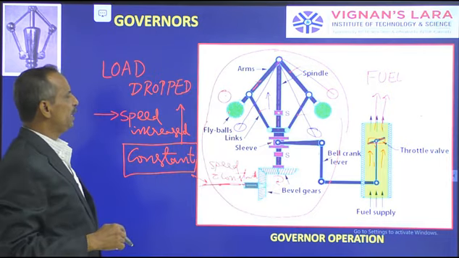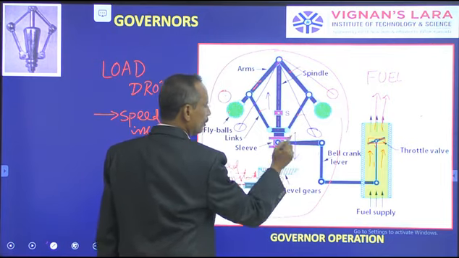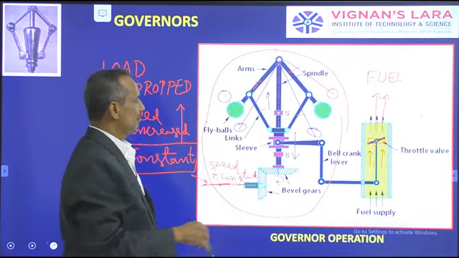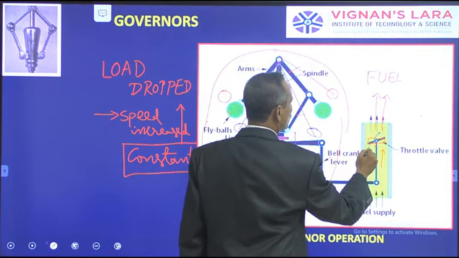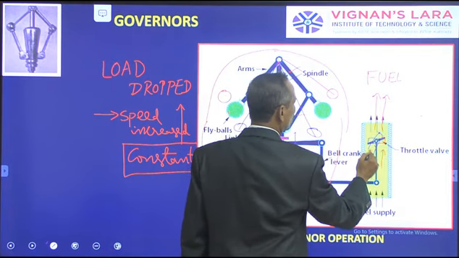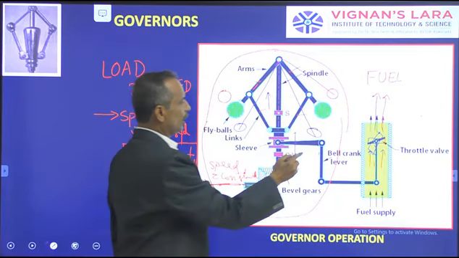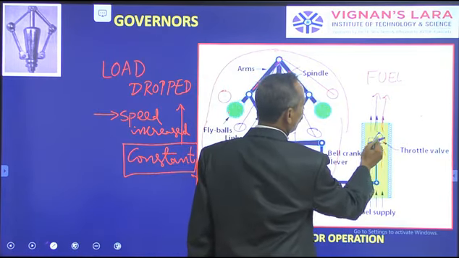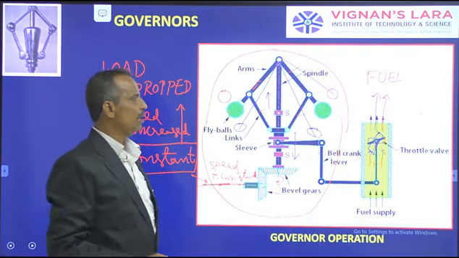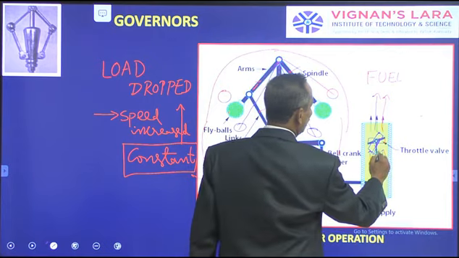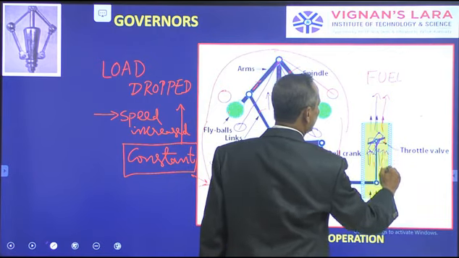Your fly balls will be dropping down. Then the sleeve will be pushed down. When the sleeve is pushed down, the bell crank lever opens this throttle valve more. Now the throttle valve is opened more. When the throttle valve opens more, the amount of the fuel supply increases.